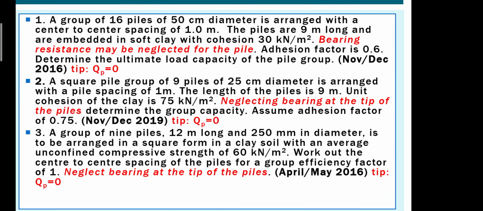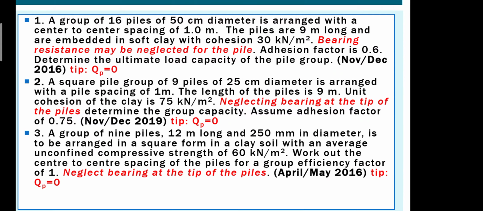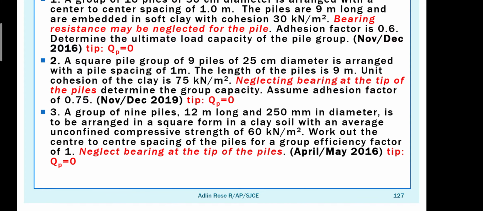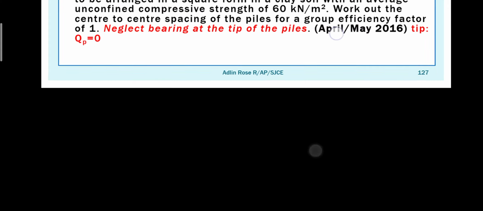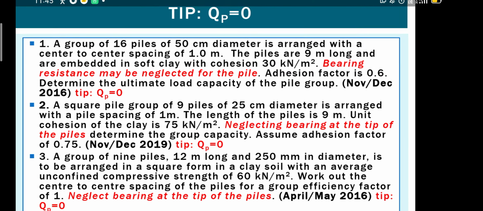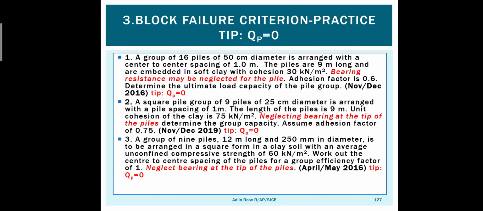Here also, in the second problem, see: neglecting the bearing at the tip of the piles. Which means we are neglecting the tip resistance. So the 9 CP AP becomes 0 completely. Only the formula alpha C bar AS remains. Similarly, see the next problem: bearing at the tip of the pile is neglected, which means QP is equal to 0. In previous problems, in the last 3 years they have asked this.